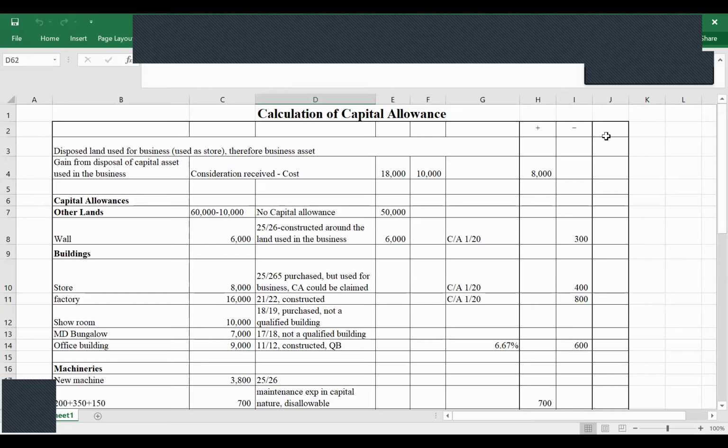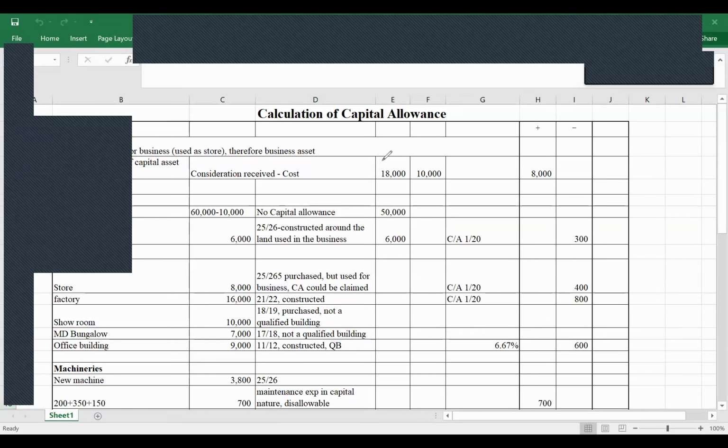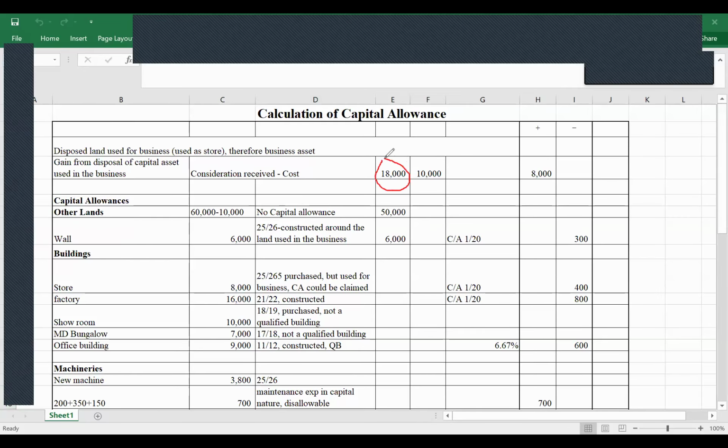A wall has been constructed, and in addition to that it says the land was disposed. So there is a land, and for that land it was disposed. Consideration is 18 million. Then you have been given cost, that is historical value.